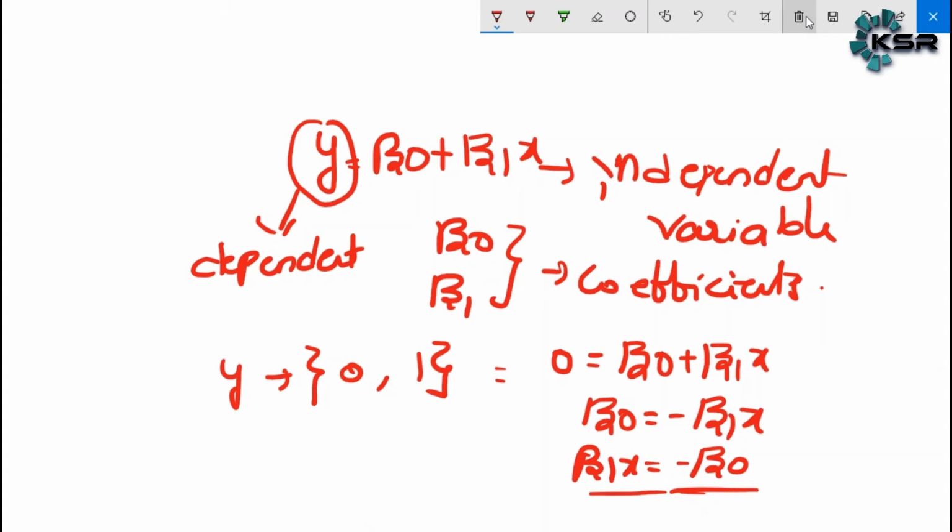the intercept value is a constant, am I right? Assume that your independent variable is 0, then the y value should be your intercept value, right? So assume that x is 0, that means y is equal to beta naught. So let me write down this formula. Y is equal to beta naught plus beta 1 x.